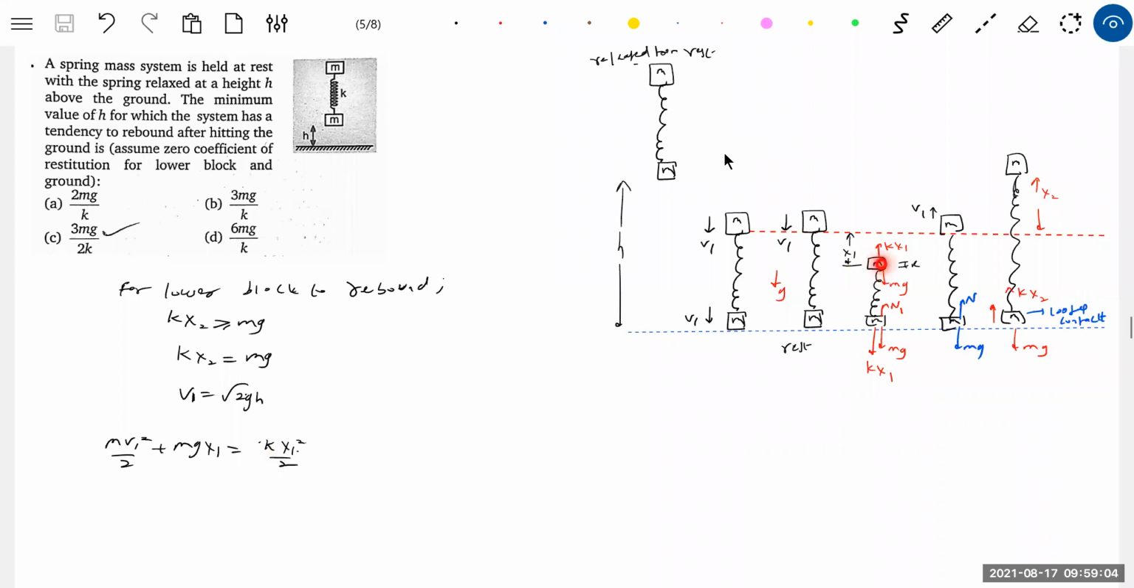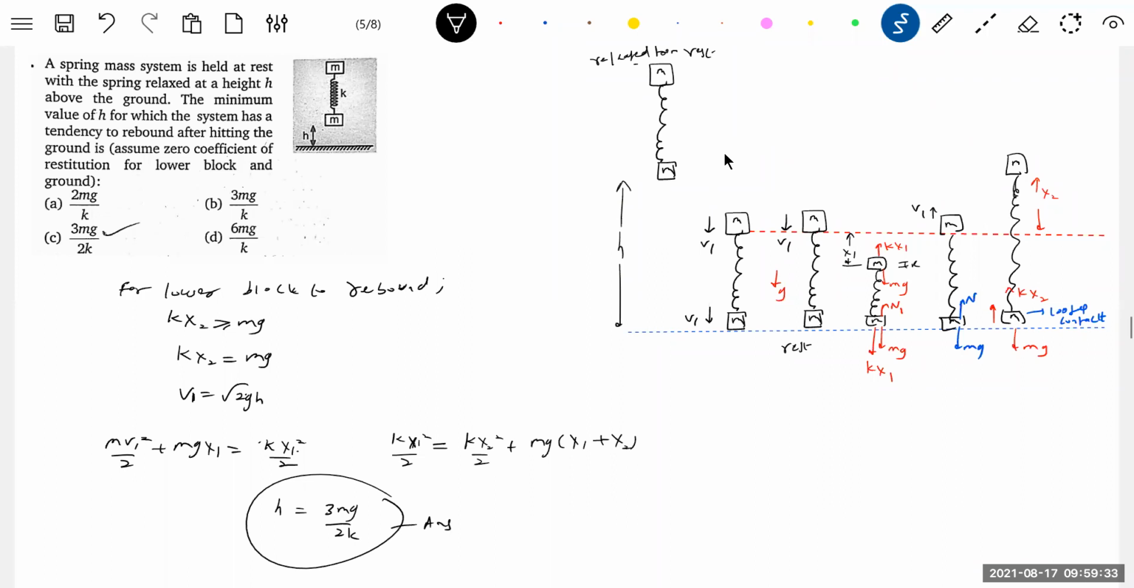Next, again applying between these two. One more equation. So this will be kx1 square by 2 is equal to something. Solving all this, we will get the minimum value of h. Okay, solve it. This will be the answer.